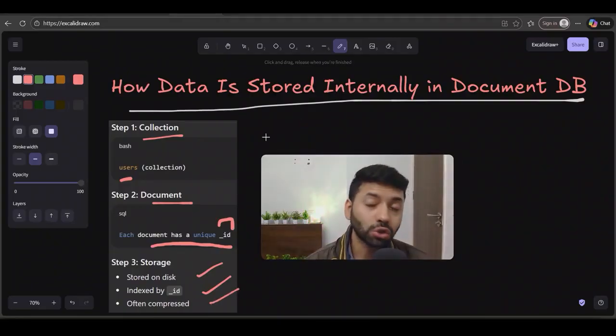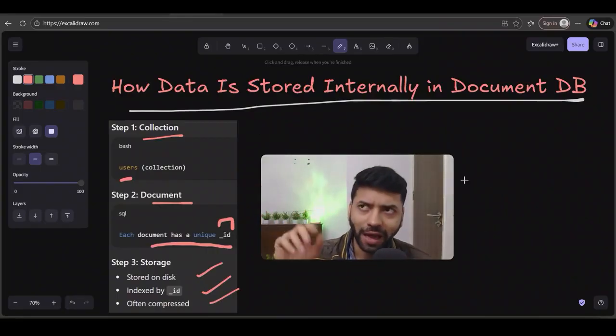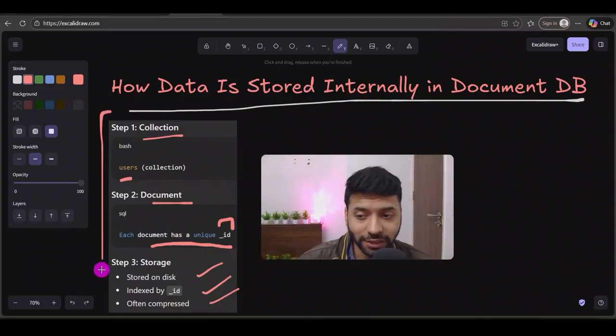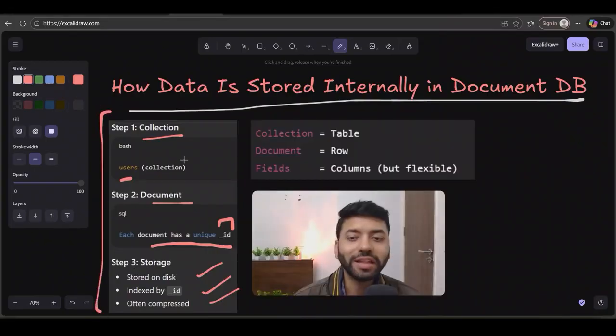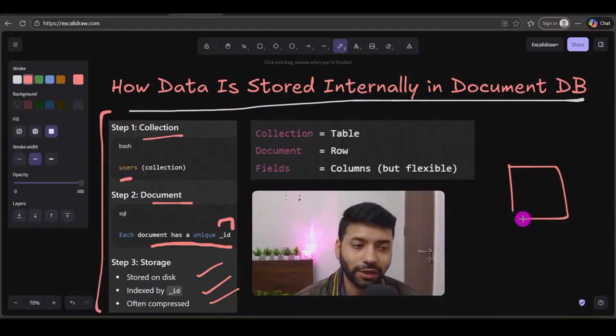Now I know that most of your understanding has been related to the SQL database, where we have tables, rows and columns. So let's try to visualize this in SQL format. When we talk about a collection, it is something like a table in an SQL database, correct? In SQL, we store everything in table format. In a similar way, in a document database, we have a collection. Like we have the users table in SQL, we will have the users collection in a document database.